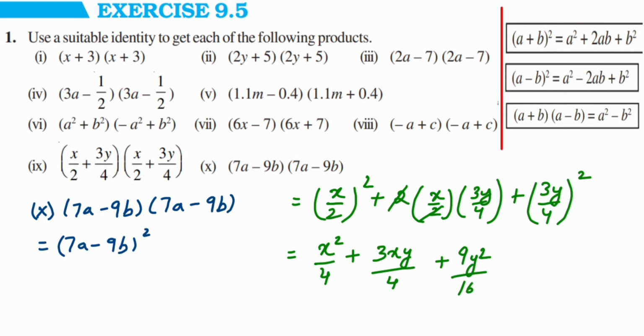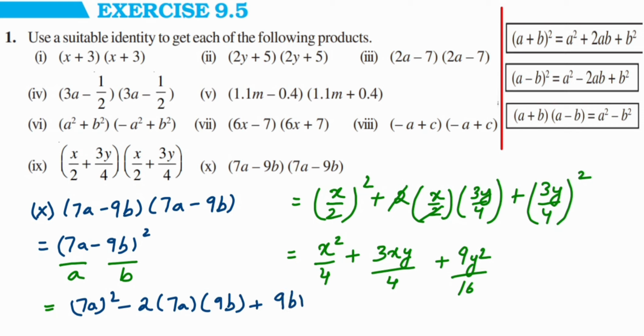In place of a, we have 7a. In place of b, we have 9b. Now we'll apply the identity. This is equal to 7a whole square minus 2ab, so 2 into 7a into 9b, plus b square, which means 9b whole square.